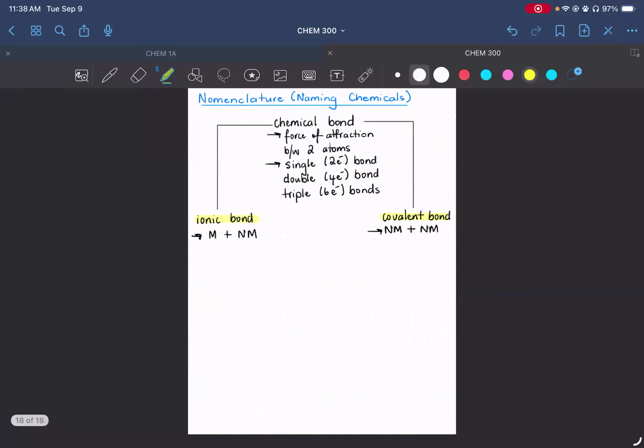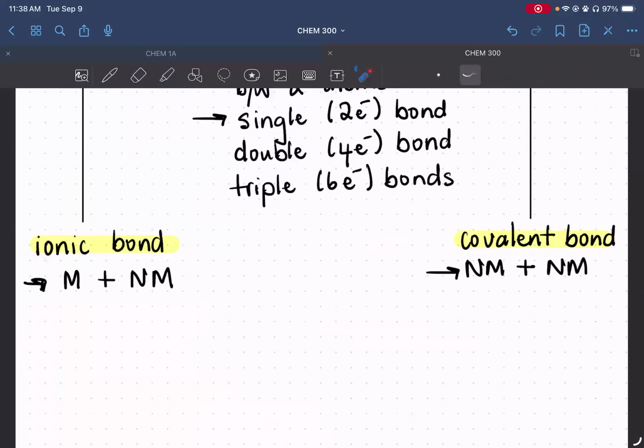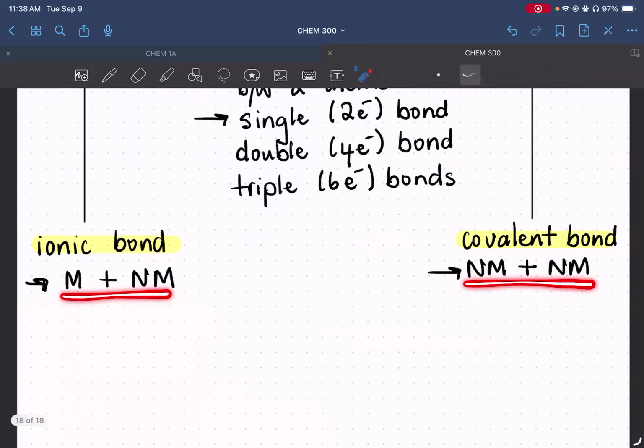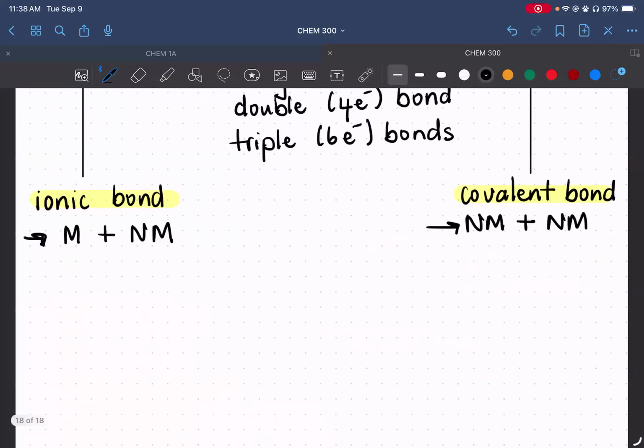So how do we know if something's an ionic bond or a covalent bond? We simply refer to the periodic table to tell us, is this a metal and a nonmetal, or is it two nonmetals? Let's understand a little bit more about what exactly an ionic bond is.